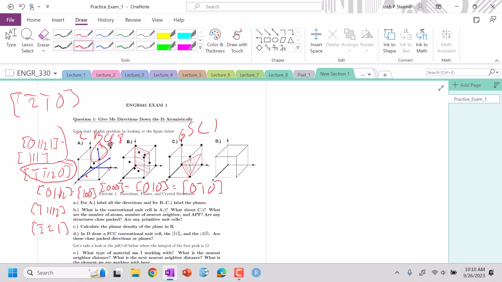Are any structures close packed? Nope, nope, but B is actually. Are there any primitive cells? Yes, simple cubic is a primitive cell.